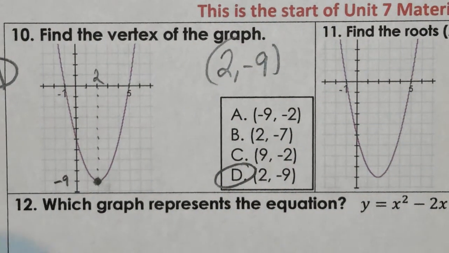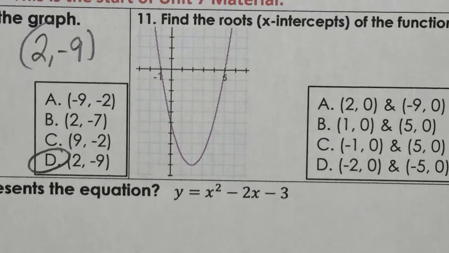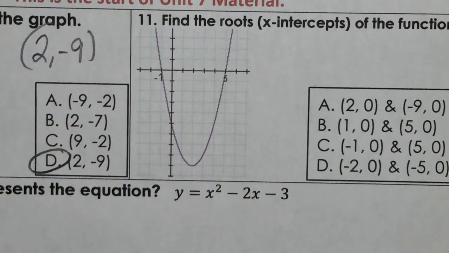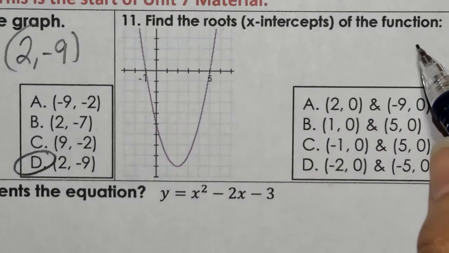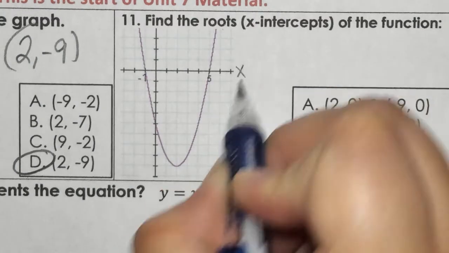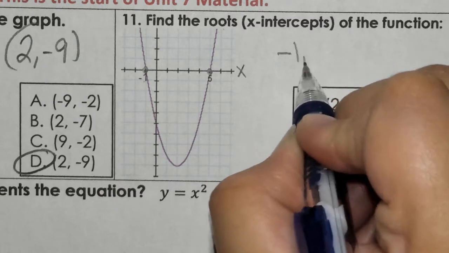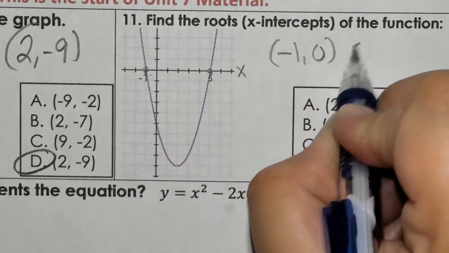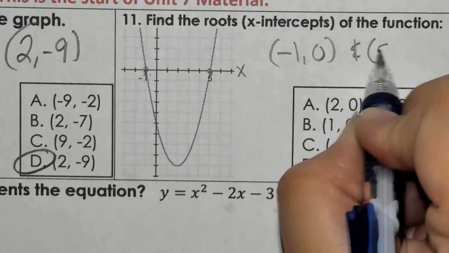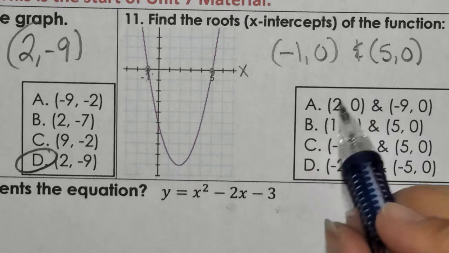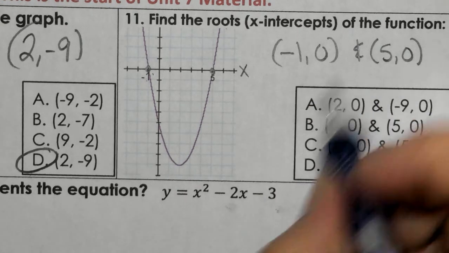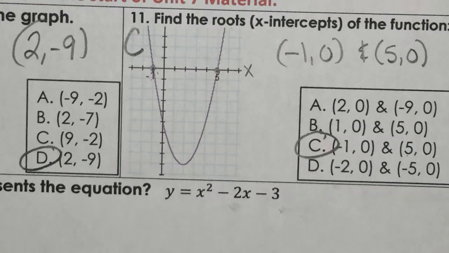Looking at the same graph for number 11, find the x-intercepts or the roots of the function. So here I'm looking for the x-axis. Where does the parabola cross? And that would be at -1, 0 and at 5, 0. So -1, 0, 5, 0, that would also be C.